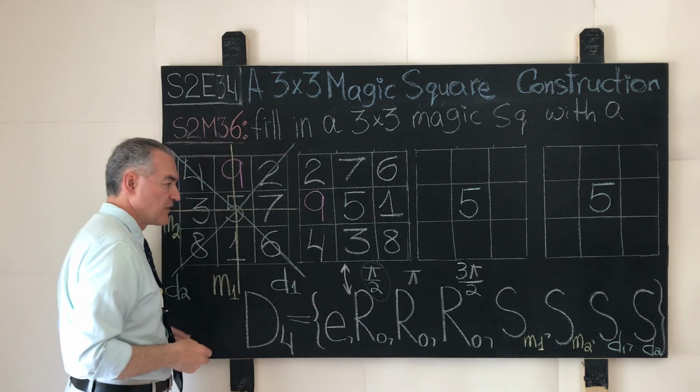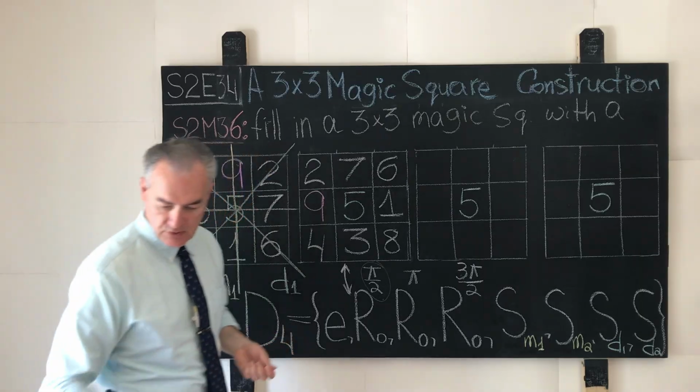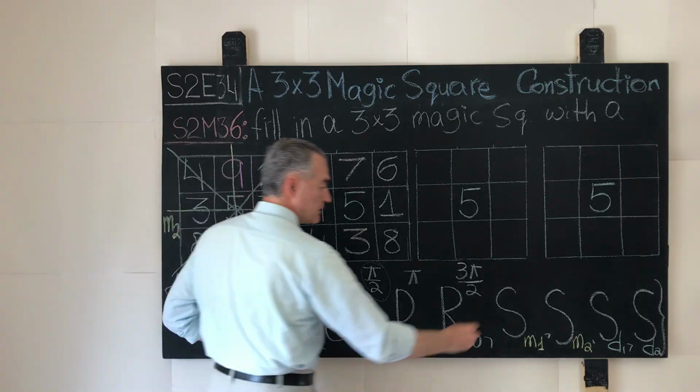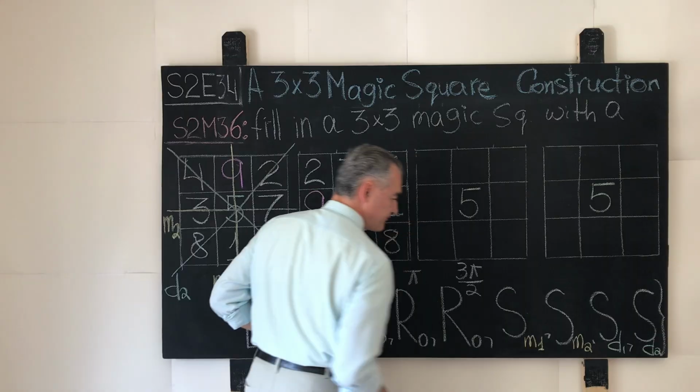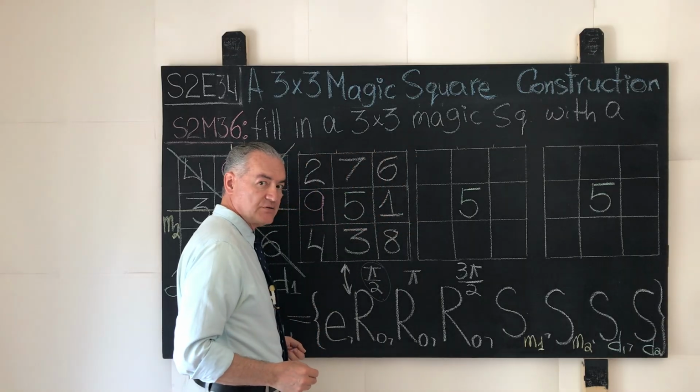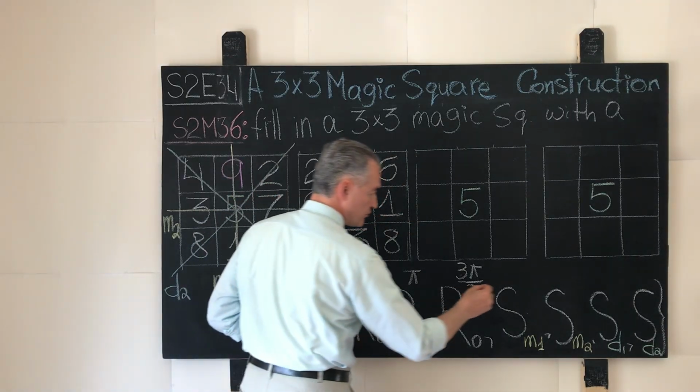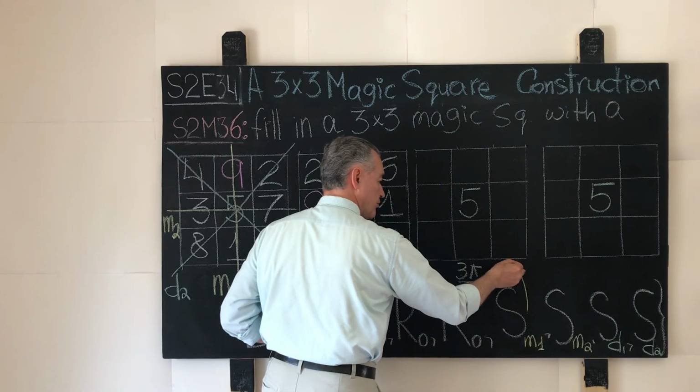Now let us move on. Let me use the yellow chalk. Let me execute this element of the dihedral group D4, the group of rigid symmetries of a square. I will put the arrow here.